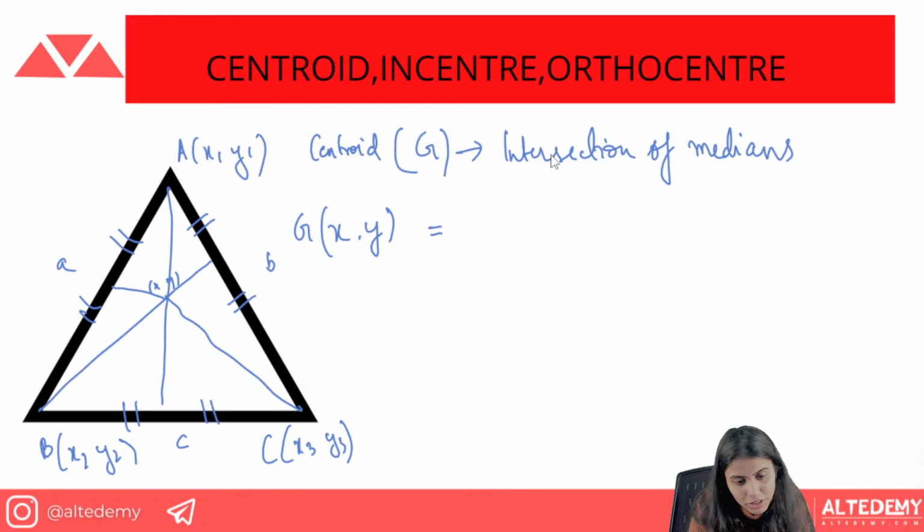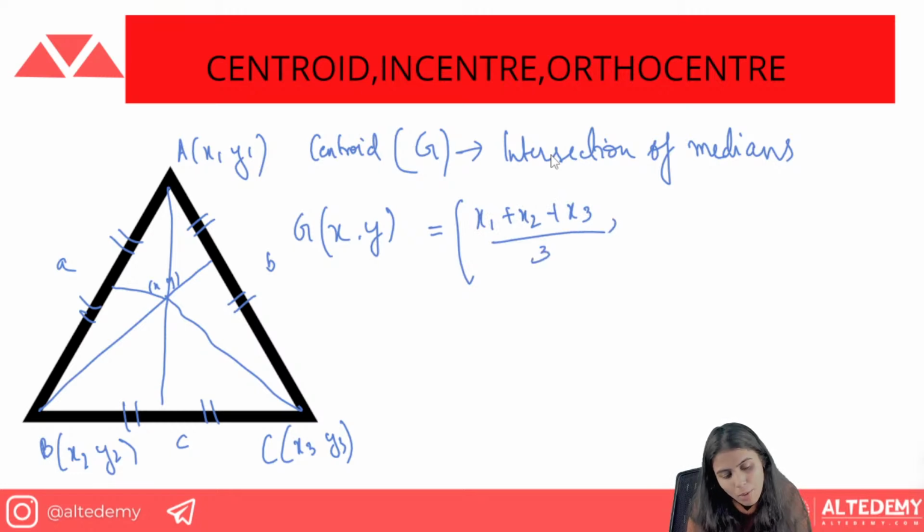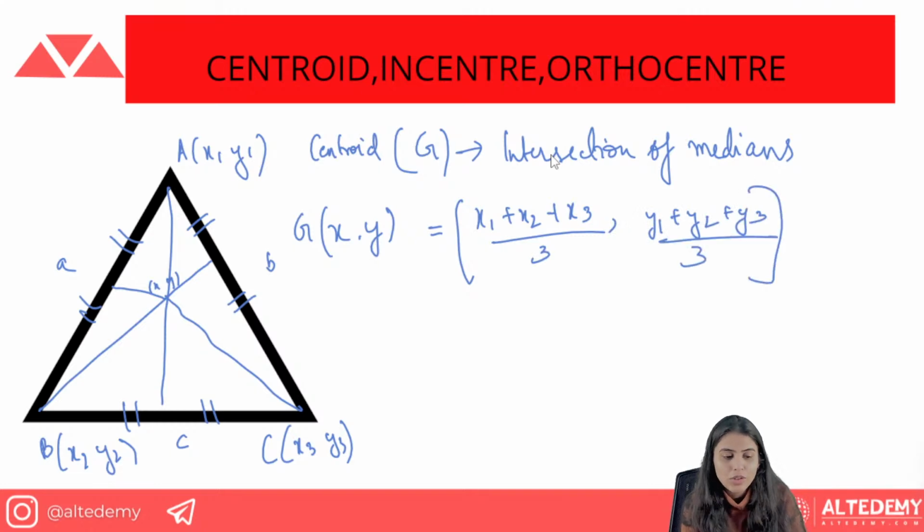So the formula for the centroid is the point x1 plus x2 plus x3 by 3, comma, y1 plus y2 plus y3 by 3. So this is the centroid formula. Obviously it is a median, so we divide by 3. This is how the centroid of the triangle is represented. These are the coordinates of the centroid. Now another thing, what else do we have? We have completed the centroid. Now we have the incenter. The centroid is the easiest one.